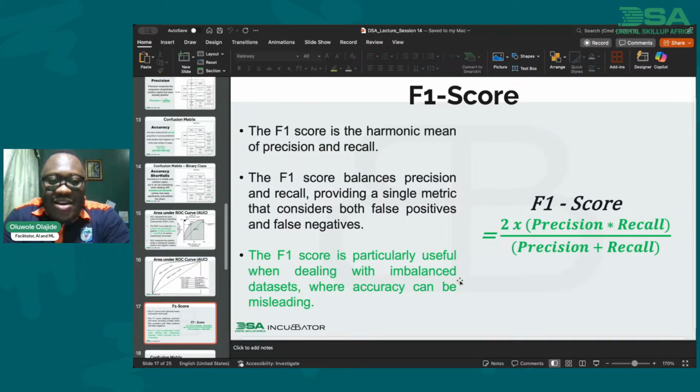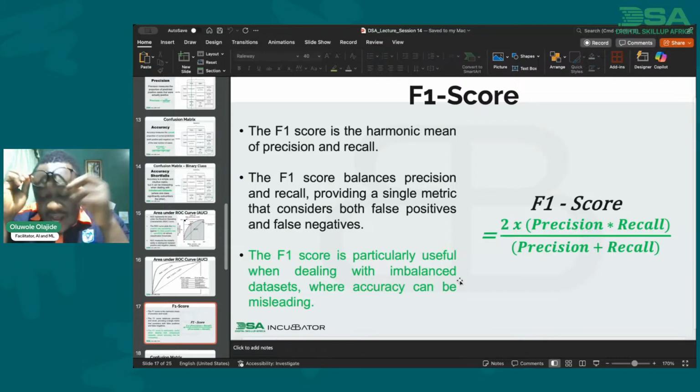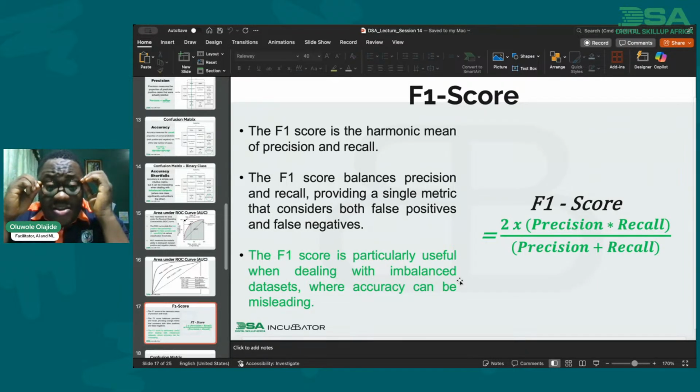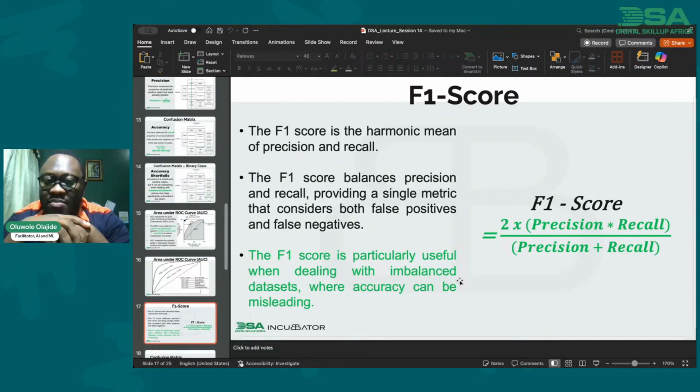So the F1 score is particularly useful when dealing with imbalanced data sets, where your accuracy can be misleading. For somebody that was asking me, what evaluation metric can tell us? Your F1 score will tell you when you are dealing with imbalanced data sets. In fact, you will just see how ridiculous your F1 score will look, very ridiculous, and you will know that something is wrong. And every time your F1 score is giving you something very low, it's telling you that your data set is imbalanced. Funny enough, accuracy will do very well. You see 95, even 98. Somebody will say my model is working fine.